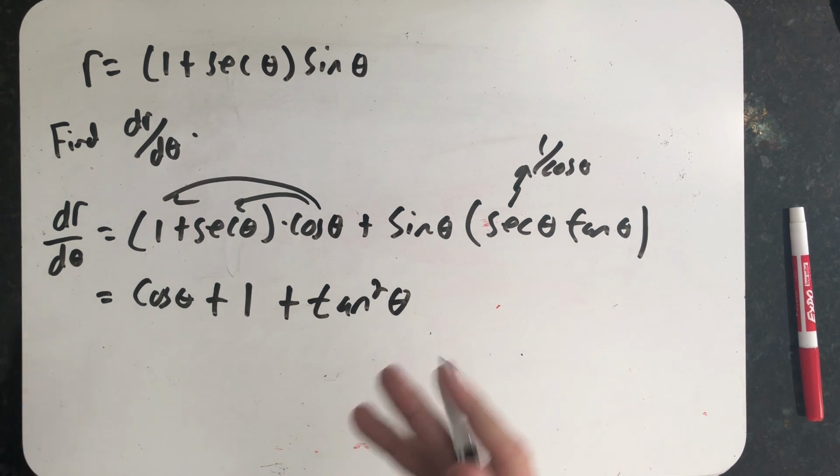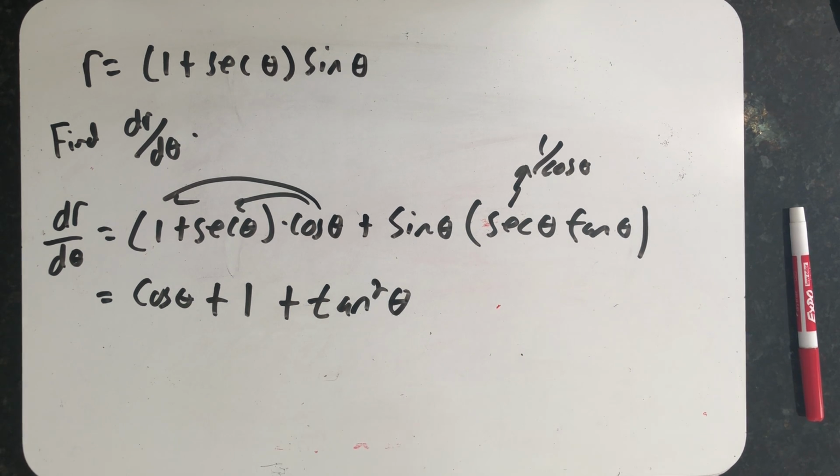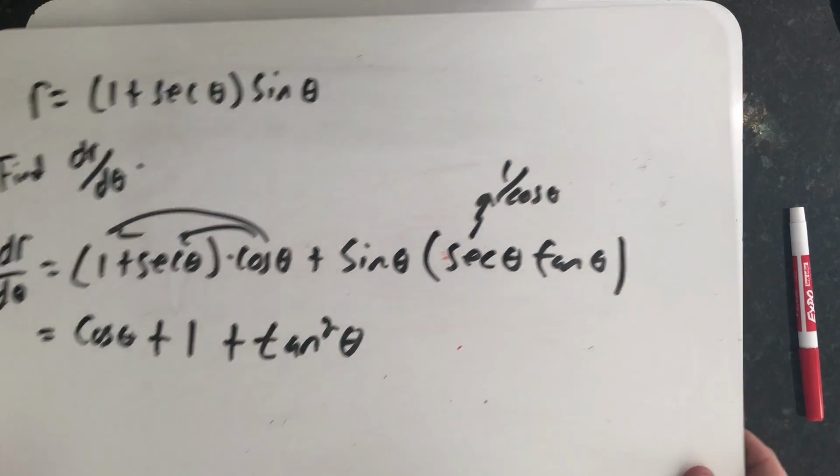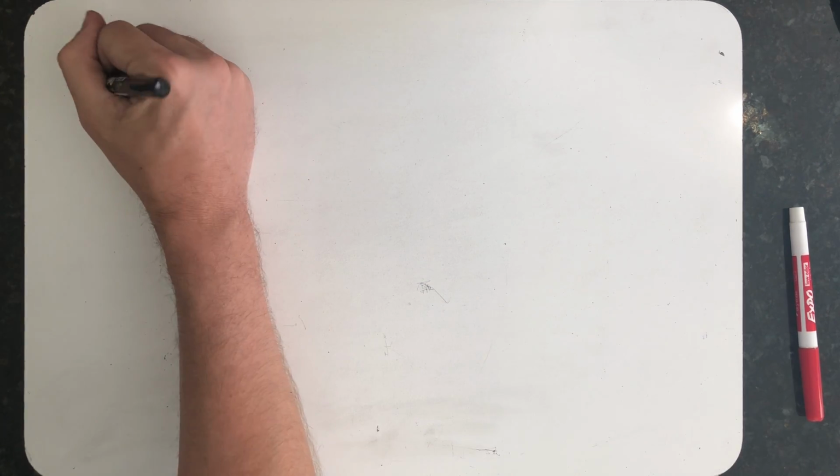squared θ. So I'm looking at this equation, right? And so I found my derivative. Maybe that's as simple as I can think to make it right now. So let's let that sit there and just do the problem over again, but using a slightly different approach.